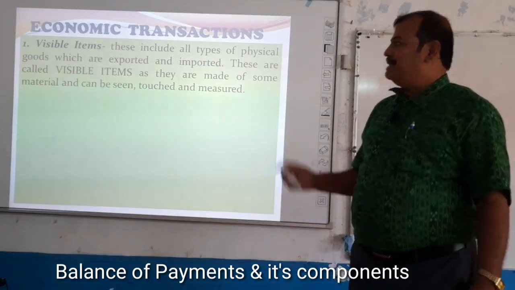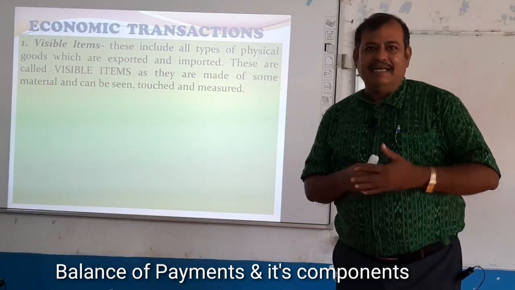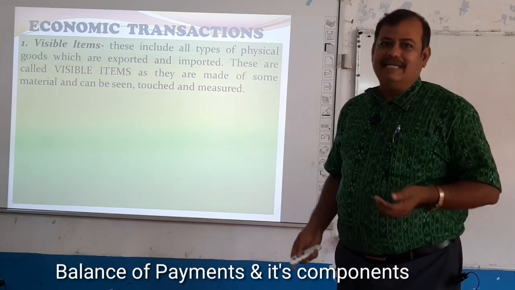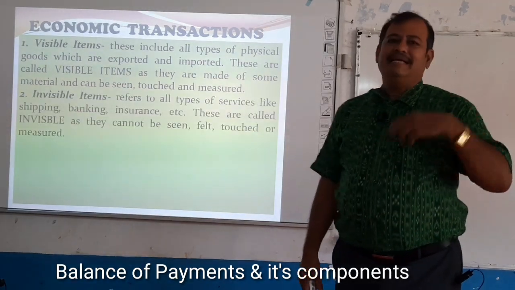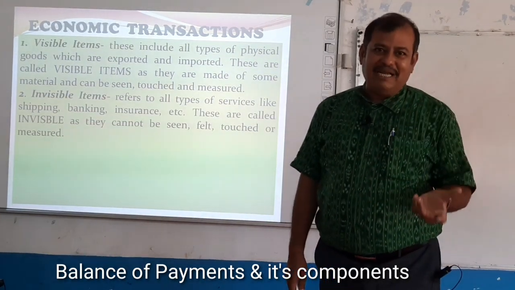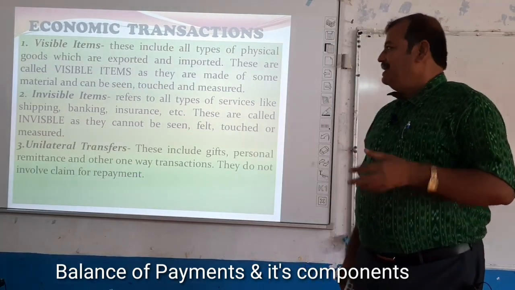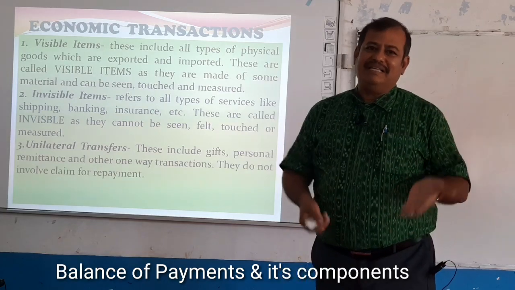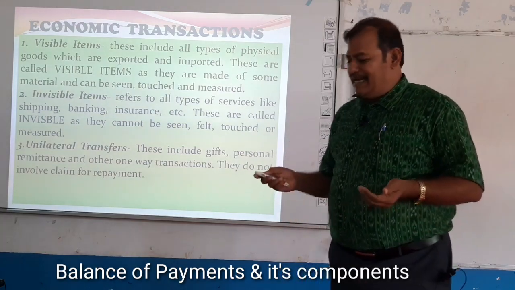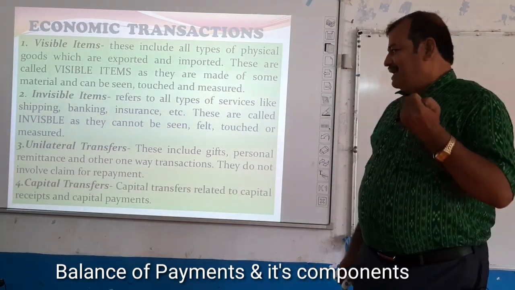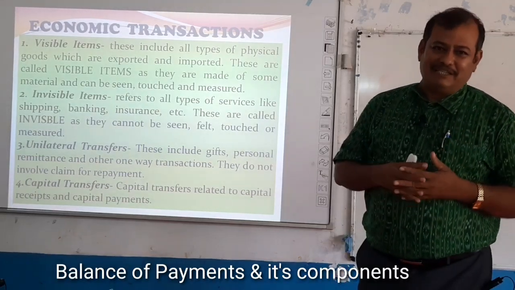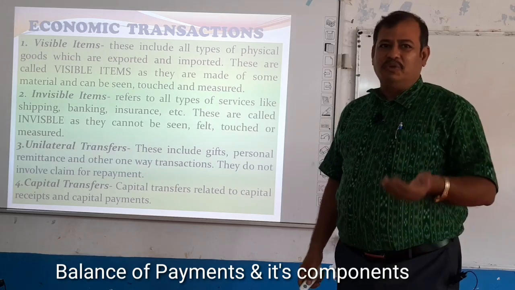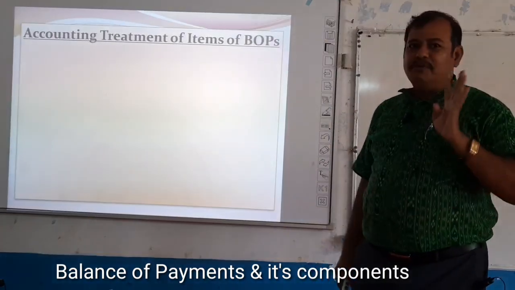What are they? First is visible items, which implies export and import of goods, that is, merchandise items. Second is export and import of invisible items. Next is unilateral transfers, meaning one-sided transfers, where either they receive or they make the payment. The last is capital transfers, that means transfers of financial assets either from the rest of the world or to the rest of the world. So, these are the 4 components.